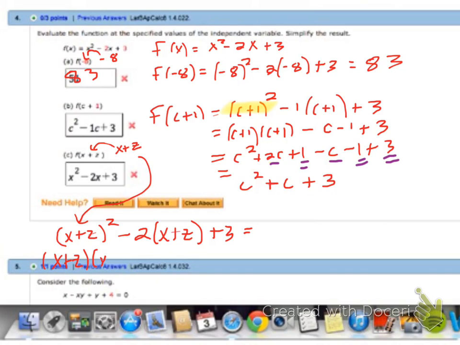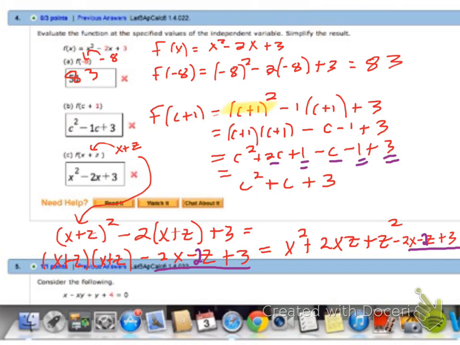There's FOILing x plus z, and then distributing the -2 to that x plus z. Just be really careful about distribution. And then once you do the FOIL and distribution, you look for like terms. There are none actually in this case.